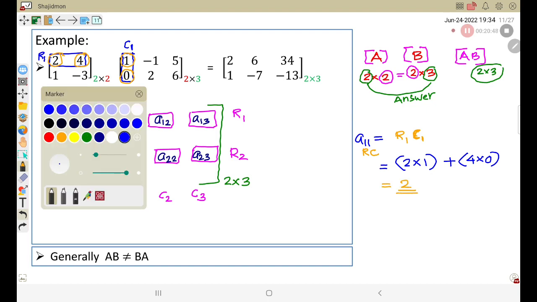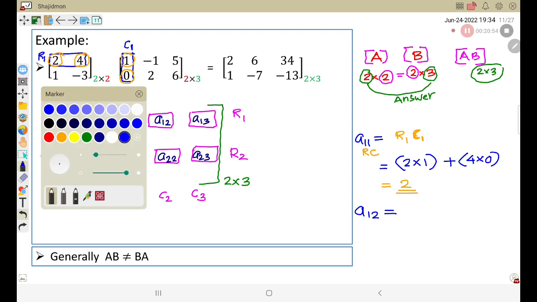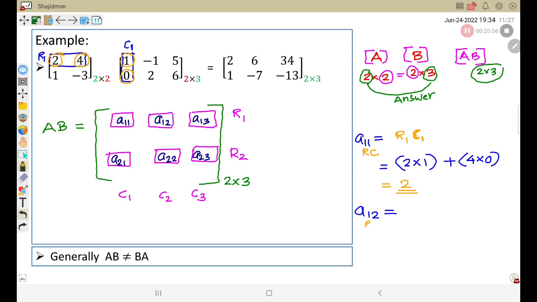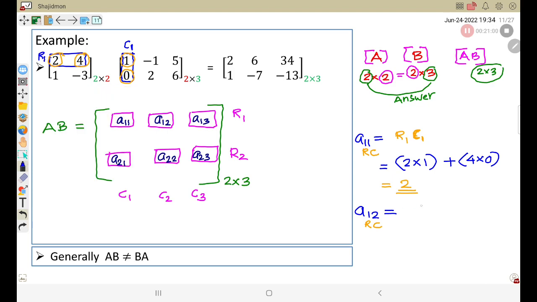Now one more I will do here. Now we need to calculate A12. A12 means what we need to do? First number, as I told you, is for the row number, second number for the column number. So which rows and columns do we need to multiply? First row multiplied with column number 2. Correct? First row is the same, 2, 4. But column number 2 we need to take.